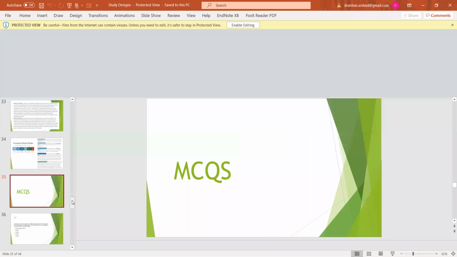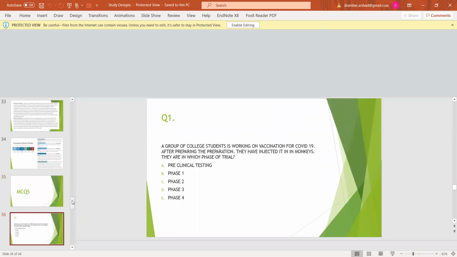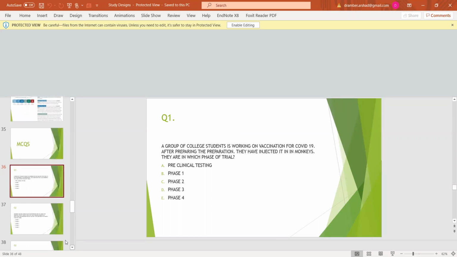Now it's time for the MCQs. A group of college students is working on a vaccine for COVID-19. After preparation of the vaccine, they have injected it in monkeys. In which phase of trial are they in? Preclinical testing. Yes, the correct answer is preclinical testing, because in preclinical testing, lab work and animal testing is done.